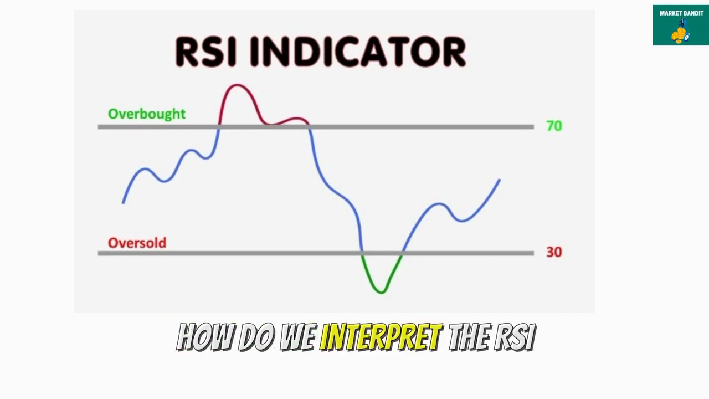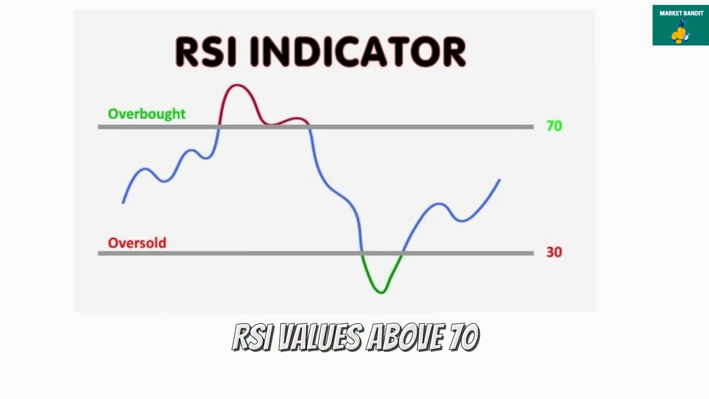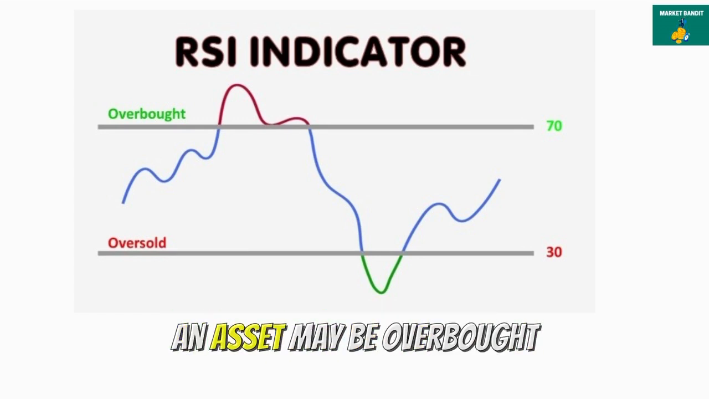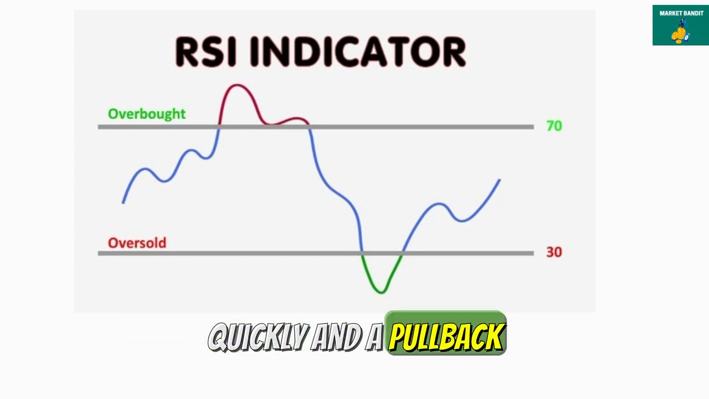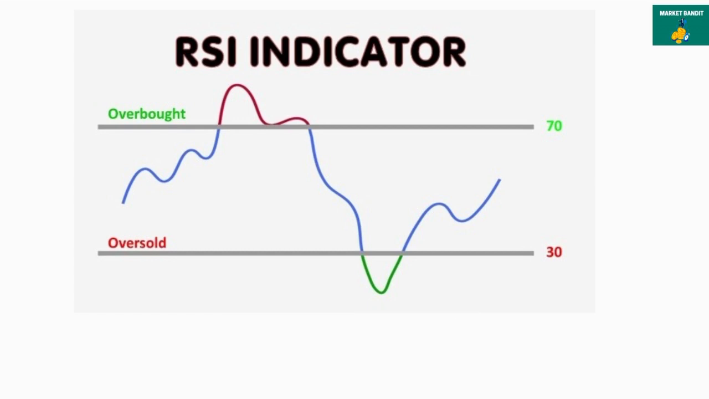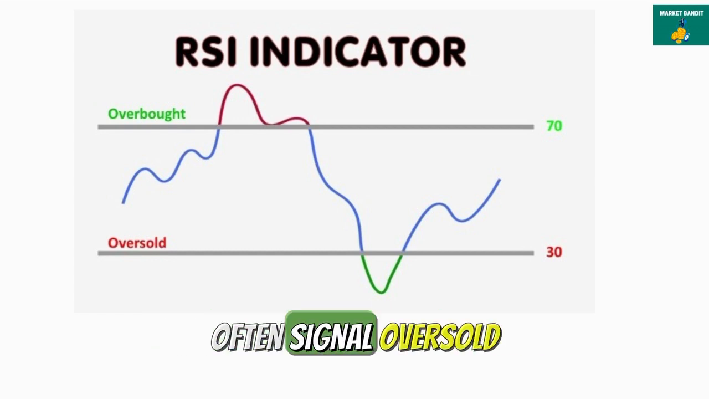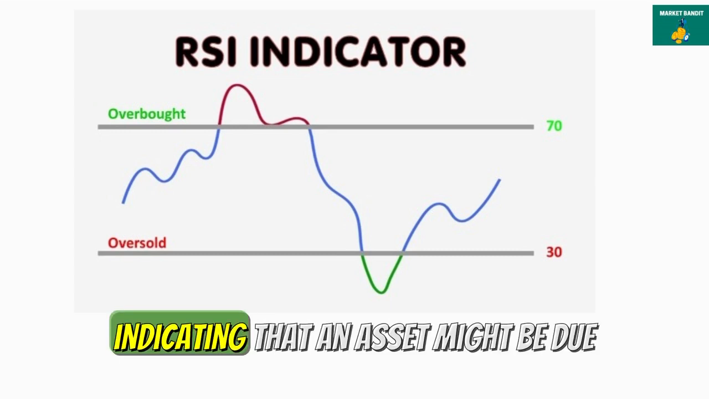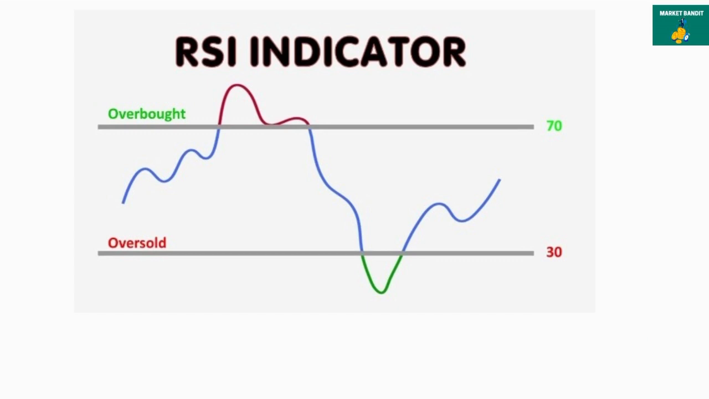So, how do we interpret the RSI values? Well, RSI values above 70 usually indicate that an asset may be overbought, suggesting that the price has risen too quickly and a pullback or correction might be on the horizon. Conversely, RSI values below 30 often signal oversold conditions, indicating that an asset might be due for a price increase after a period of decline.